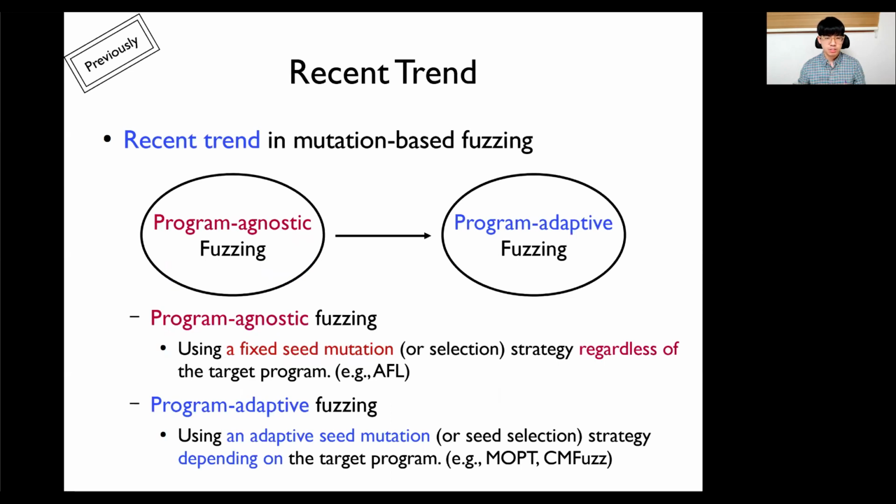In the previous lectures, we learned about a recent trend in mutation-based fuzzing. The recent trend can be seen as a transition from program-agnostic fuzzing to program-adaptive fuzzing. In particular, we have focused on learning adaptive seed mutation strategies such as MOPT, where these strategies adaptively change depending on the target programs.